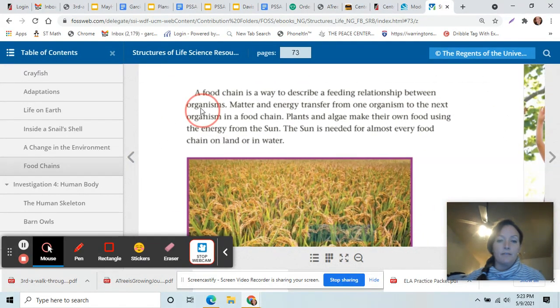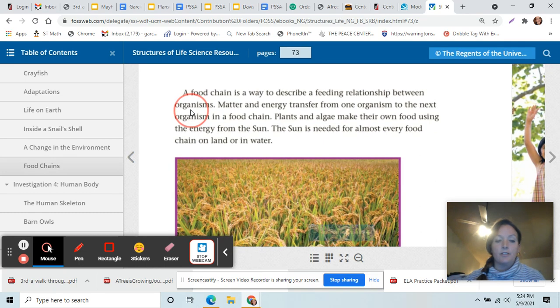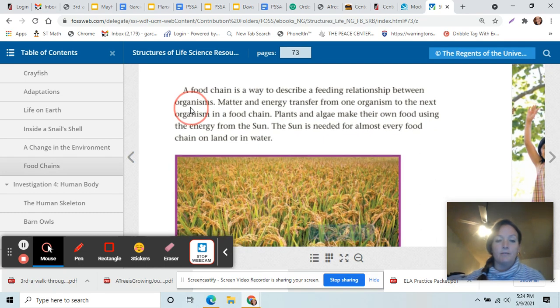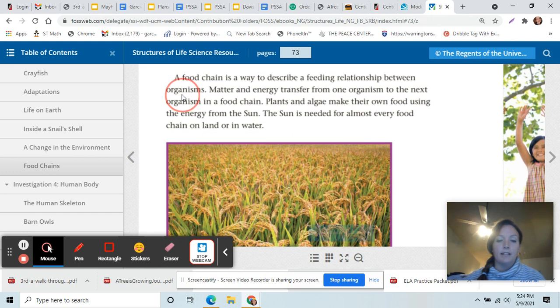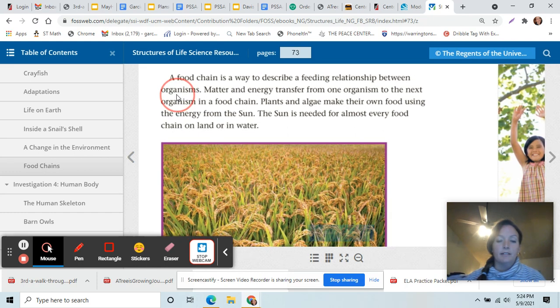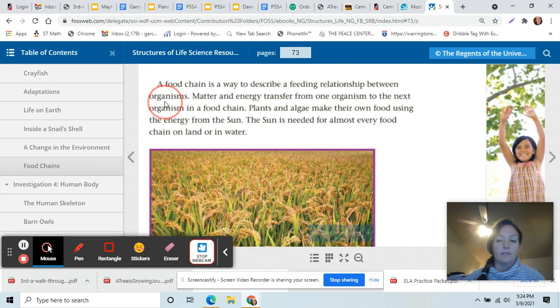A food chain is a way to describe a feeding relationship between organisms. Matter and energy transfer from one organism to the next organism in a food chain. Plants and algae make their own food using the energy from the sun. The sun is needed for almost every food chain on land or in water.